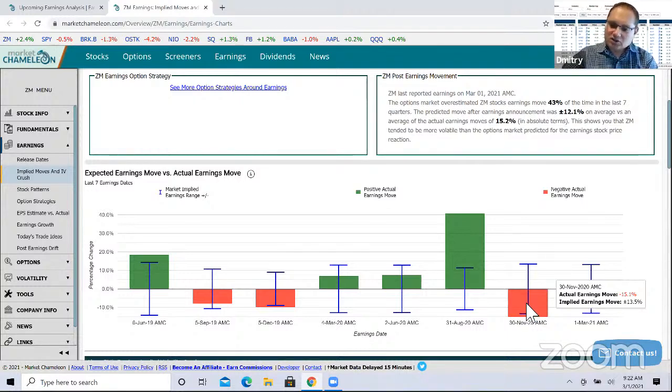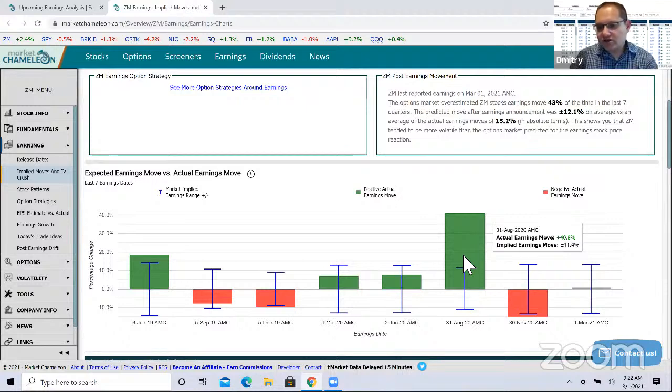This red bar is showing you the move to the downside, and as you can see, it crossed that bracket, meaning the move was higher than anticipated. When you see this green bar over here, that's showing you the actual move, but it was to the upside. August 31st, 2020, Zoom reported earnings. The stock was up 40.8%. The straddle heading into earnings was implying a move of 11.4%. So you could see that move way exceeded what those options were pricing in. That's what it looks like to the upside.